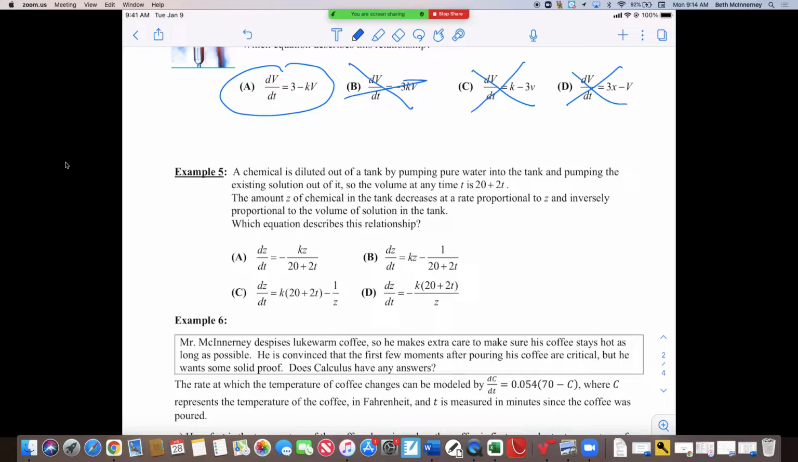So then the amount Z of a chemical in the tank decreases, so that Z somehow has to be negative, and it's inversely proportional to the volume. So can you see that that's going to eliminate C and D, because inversely I need it to be underneath. And then now we can eliminate choice B because it's decreasing at a rate proportional to Z. Okay, so that's letter choice A.